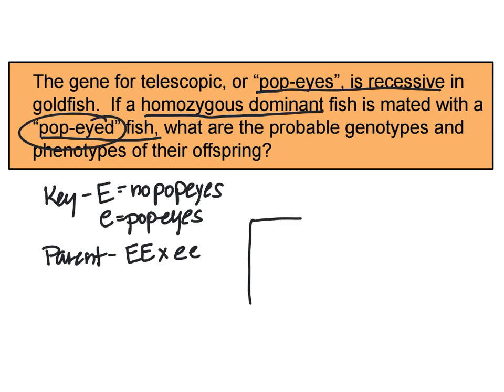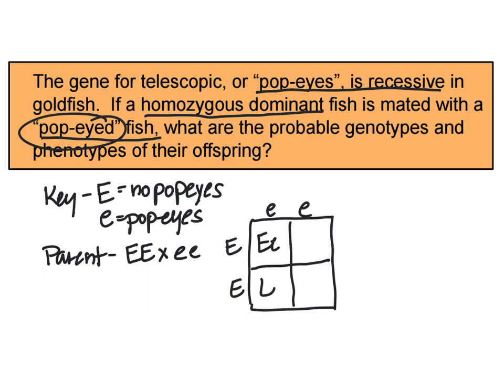Next thing I'm going to do, third step, I'm going to set up and solve my Punnett square. So I've got big E on the side. I have little e on the top. I'm going to solve the square. So now my square is done, and now I'm going to interpret it.